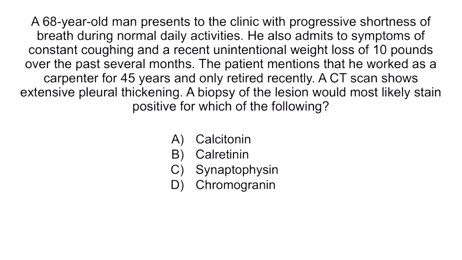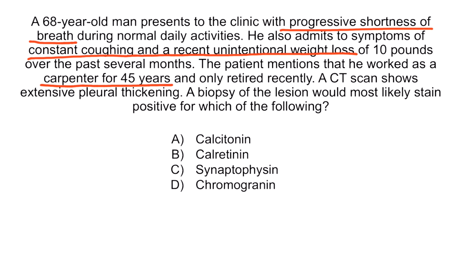A. Calcitonin, B. Calretinin, C. Synaptophysin, or D. Chromogranin. All right, this patient has the chief complaint of progressive dyspnea with the associated symptoms of constant coughing and unintentional weight loss. He also has a history of working as a carpenter for 45 years, which means that he most likely has been significantly exposed to asbestos throughout his life.